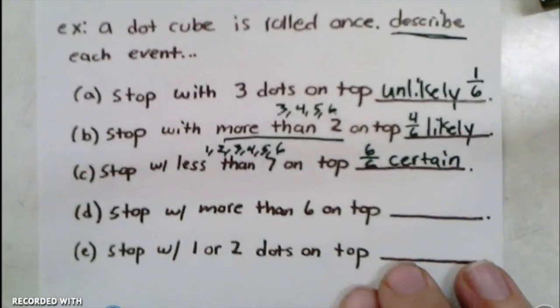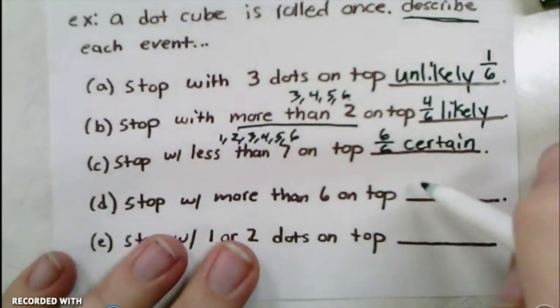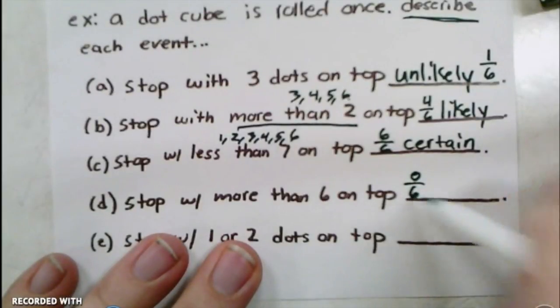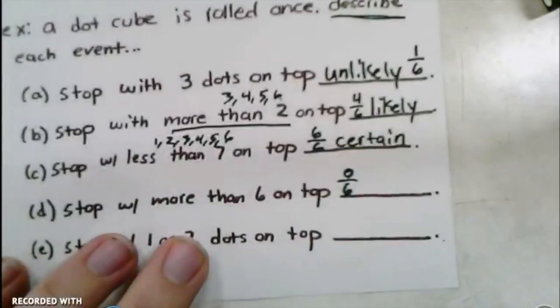Okay, what is the probability that it will stop with more than 6 on top? Well, it could have 1 dot, 2 dots, 3 dots, 4 dots, 5 dots, or 6 dots, but none of those are more than 6. So that means that this is 0 out of 6, which means that it is impossible to happen.